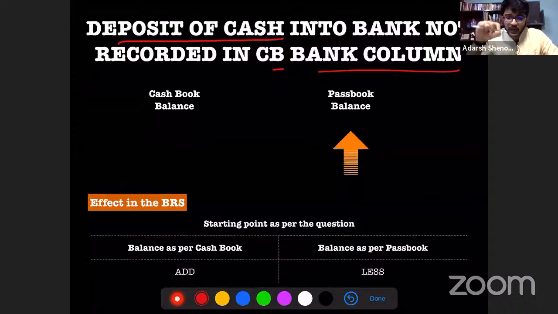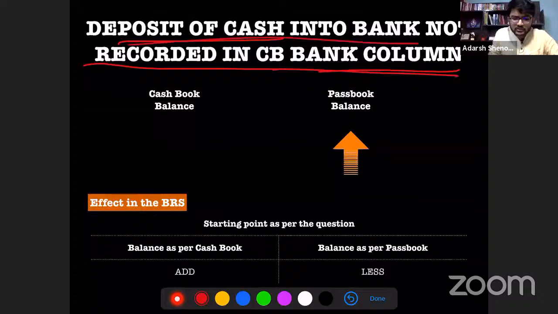Deposit of cash into bank recorded in the cash book as if there was no bank column. That means they have not recorded it in the bank column. A cash book will have 2 columns or 3 columns, right? A cash column, a bank column, and a discount column. So when they say this, they mean that they did not record it in the bank column. It means exactly the same. I hope everyone is comfortable with this.